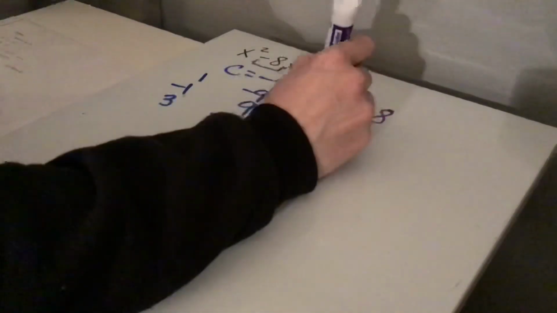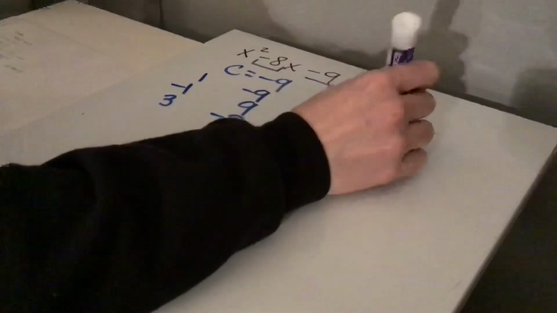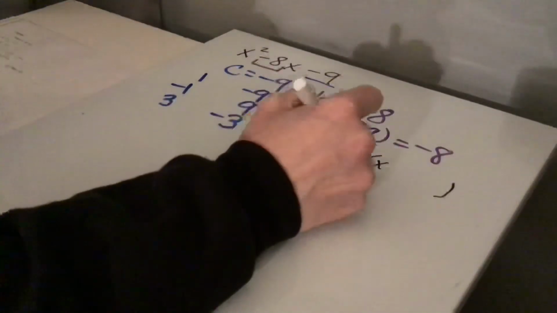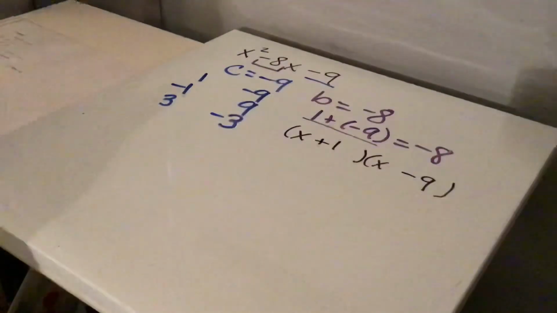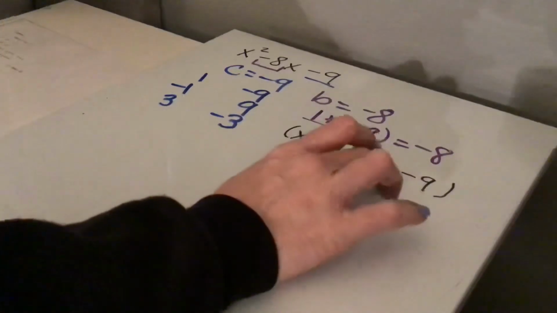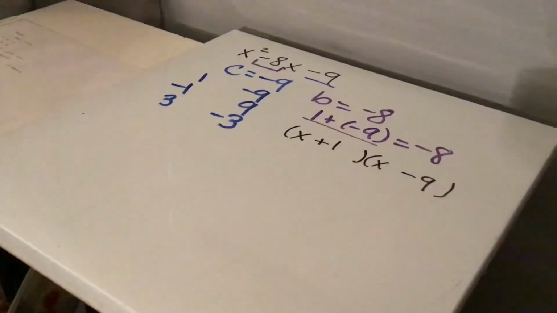So start with the first one. 1 plus negative 9. That's what we want, right? Don't need to check the rest. You have your answer right there. So we get x here and x in another set of parentheses, plus 1 and minus 9. And now it's factored. It doesn't matter if I put the 9 here or the negative 9 in the 1. It still means the same thing.